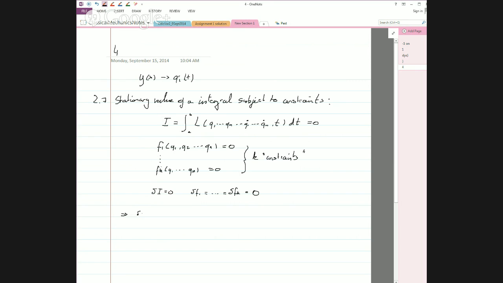So let me consider the integral I that's equal to the integral from a to b of L of the q's, q1 dot to qn dot, t, dt, plus the integral from a to b of lambda 1 delta F1 plus lambda 2 delta F2 and lambda k delta Fk, dt. That's also going to be equal to 0.